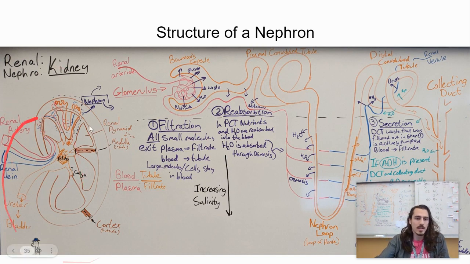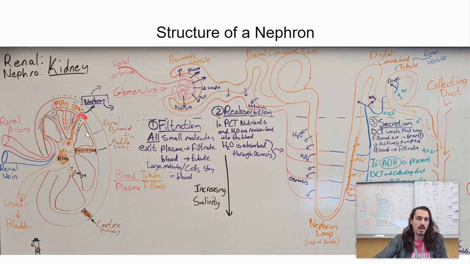Let's look at the overview of the gross anatomy of a kidney really quick. On the outside portion, you have the cortex. On the inside middle portion, you have the medulla. The medulla is made up of these renal pyramids. And then the center is the pelvis. That's where all of the calyx will come together to merge with the ureter. You have the renal artery supplying the kidney with blood.